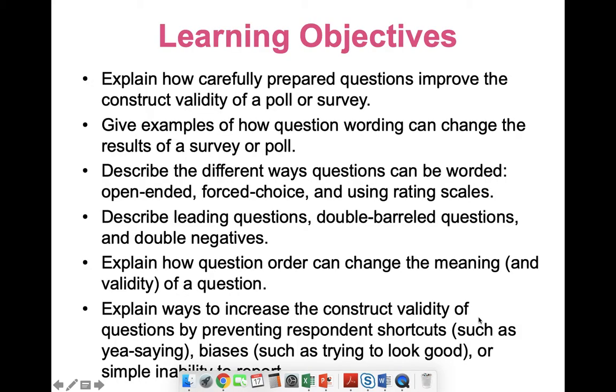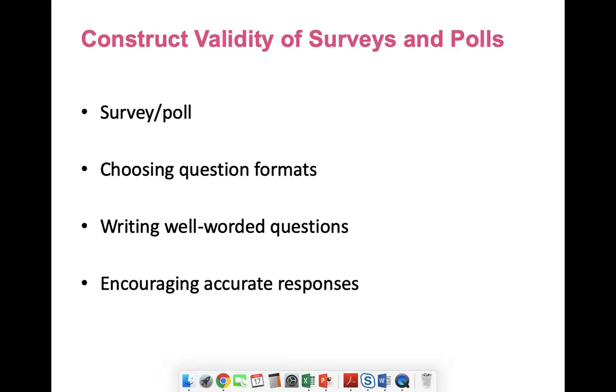Okay, so here's the learning objectives. And then here's an overview of what will be covered in the lecture.